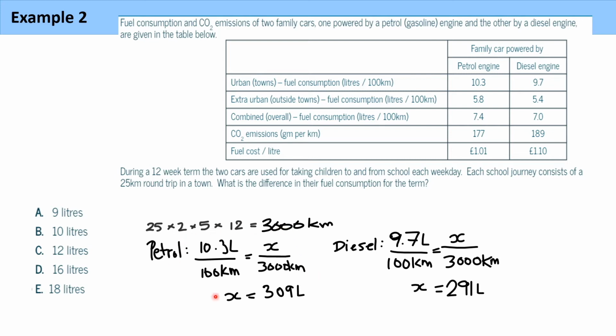So I've just set it up as an equation, and it comes out to x equals 309 liters. And after using the same method for the diesel engine, it comes up to 291 liters. And then the difference is simply what you get when you subtract one from the other, and that matches the answer quite easily, which is 18 liters.